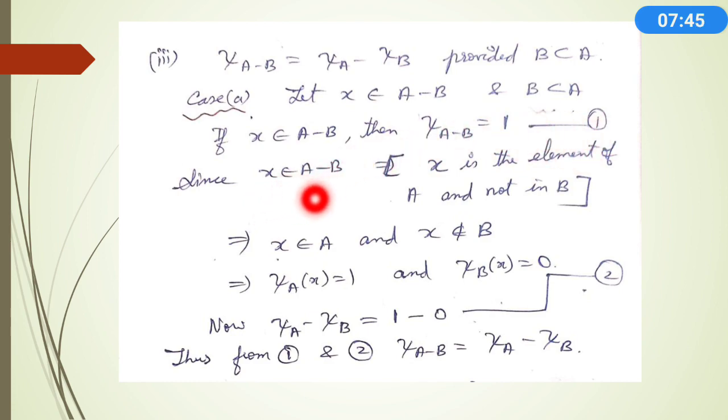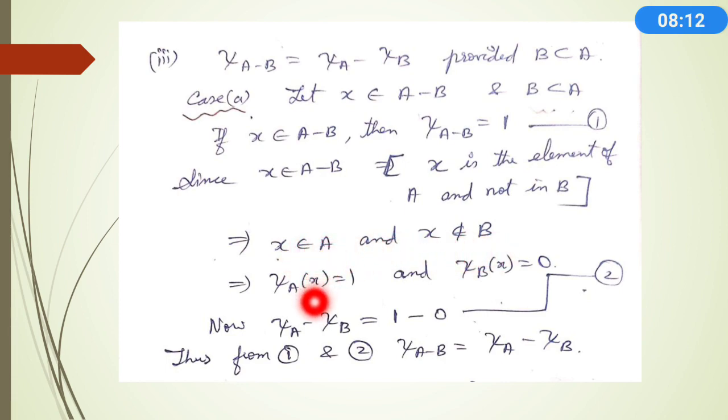Since x belongs to A minus B, x will be an element of A, but it is not an element of B. I hope you understand this. So in normal set subtraction, what does A minus B mean? x belongs to A, but it does not belong to B. So you rewrite this: it implies x belongs to A, replace minus by and, so x does not belong to B.